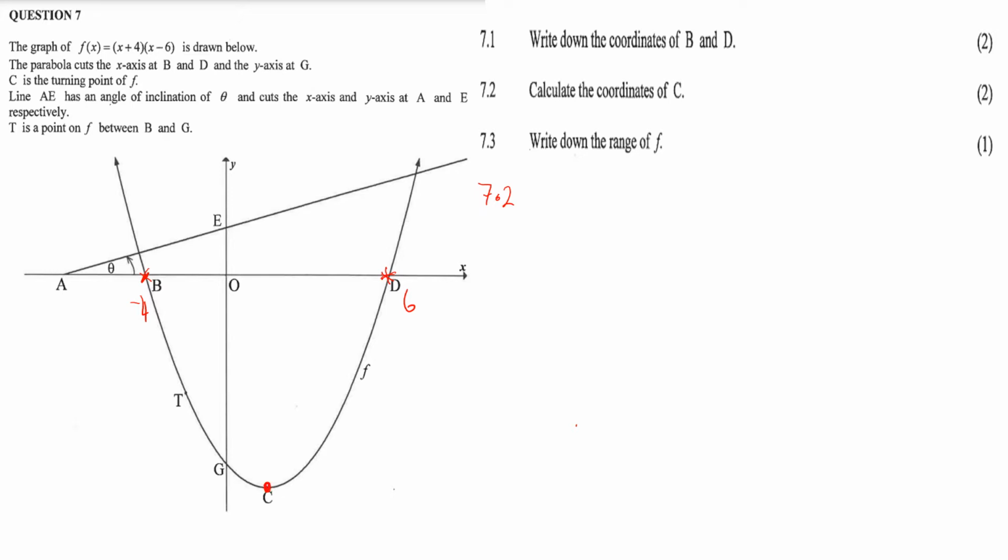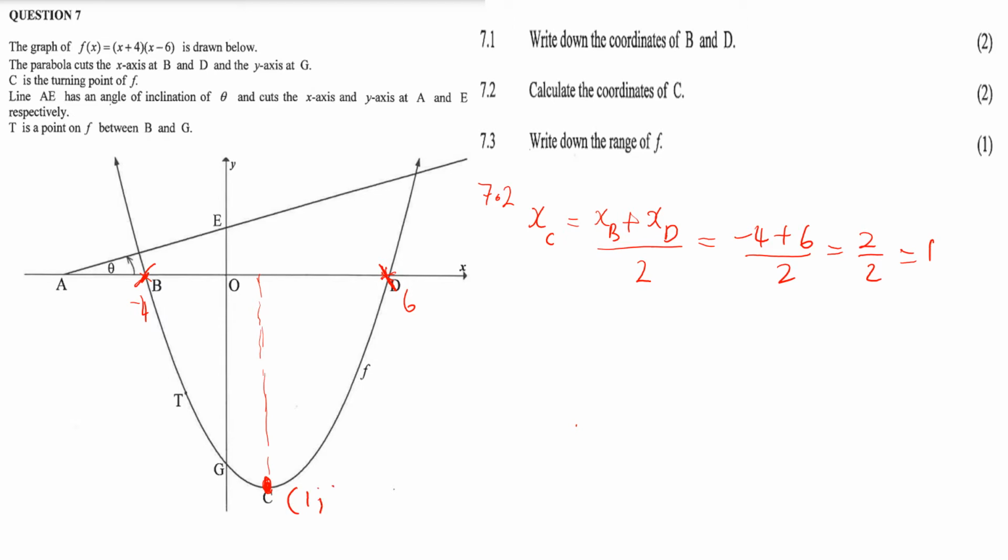You can see that C is the turning point of f. How can we get the coordinates of the turning point? To get the x at the turning point, if we know the x-intercepts, the turning point is in the middle between them. So to get the x at C, we add x at B plus x at D and divide by 2, because it's the midpoint of the two x-intercepts. So it's (-4 + 6) over 2, which gives 2 over 2, which gives 1. So x at C is 1.